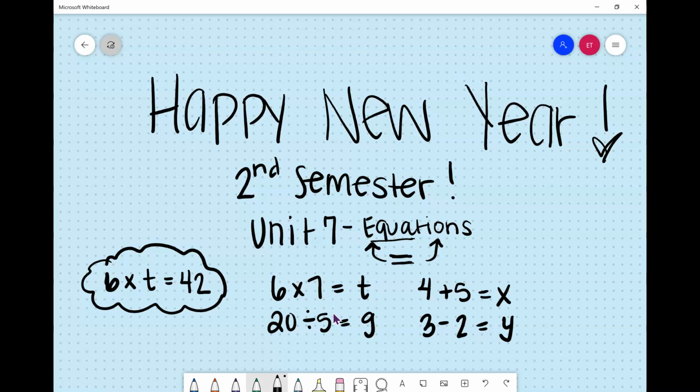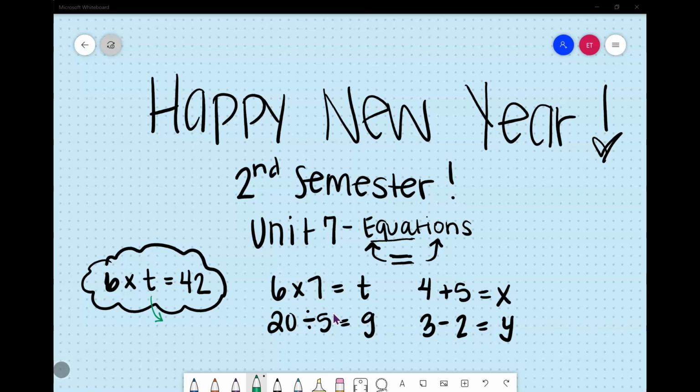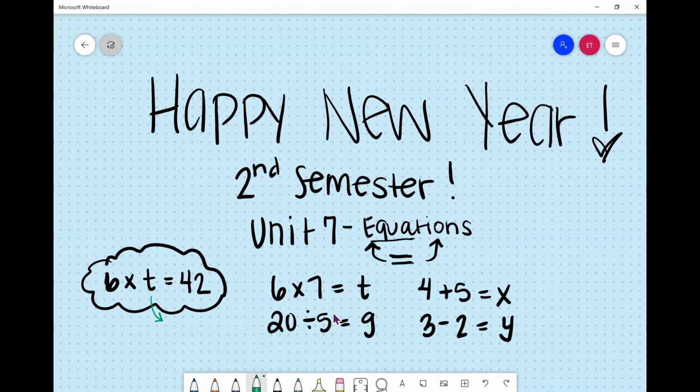So some important things you need to know. If you see a letter by itself, that is called a variable. This is the symbol for an unknown quantity. If you did the vocabulary on Quizlet, you know that. And then these are considered terms. I didn't put this on the vocabulary just because that's easy to remember, terms.